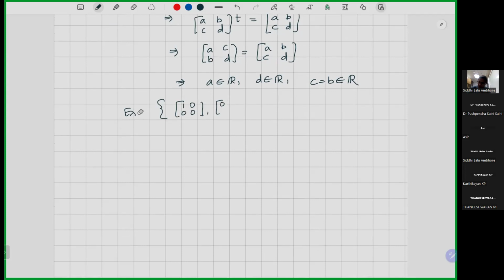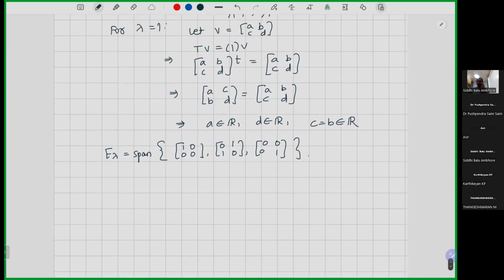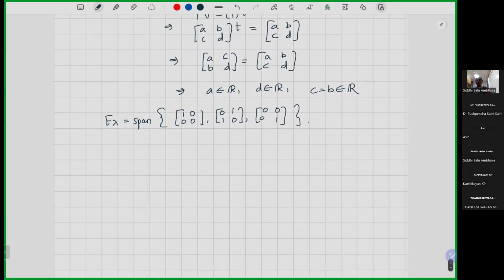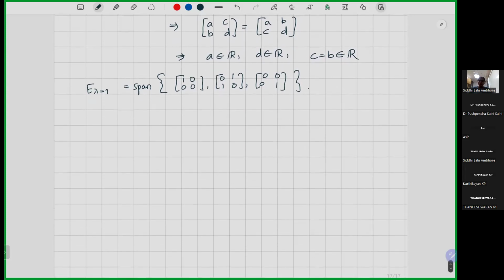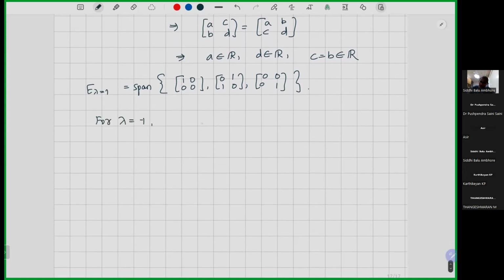So E lambda becomes this: the span of [1 0; 0 0], [0 1; 1 0] and [0 0; 0 1], where B is equal to C and so on. I'm just writing this, you can conclude this from here. The D position corresponds to this, B equal to C corresponds to this, and A in R corresponds to this. So E lambda for lambda equal to 1 is the span of these.